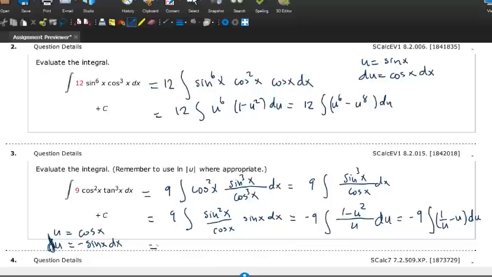Okay, so what's the remaining part? Let me continue here. This is equal to negative 9. What's the integral of 1 over u? It is ln of u in absolute value. Open a parenthesis. Then I have negative u. What's the integral of u? It is u squared over 2 plus c. This is not the final answer. All I need to do now is go back and put cosine back, so the final answer will be negative 9, open a parenthesis, ln of absolute value of u, but u was cosine x, minus cosine square x over 2 plus arbitrary constant c.